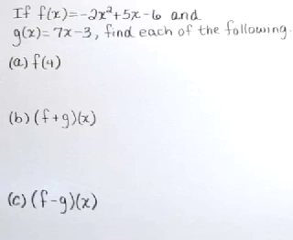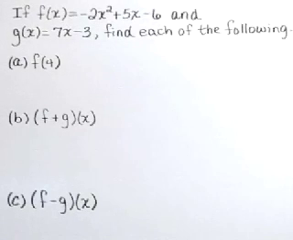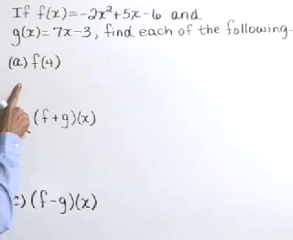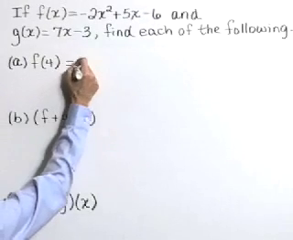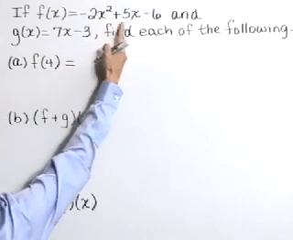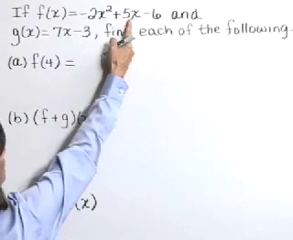If f of x is equal to negative 2x squared plus 5x minus 6, and g of x is equal to 7x minus 3, find each of the following. Starting with part A, we'd like to find f of 4. So substitute 4 in for x in the function f.